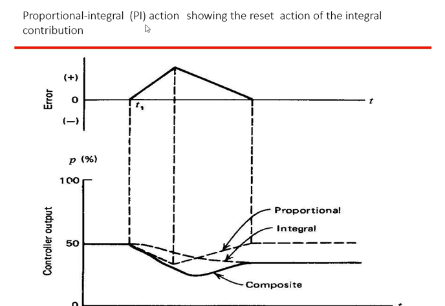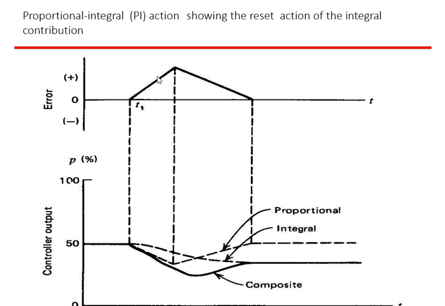So here the proportional integral action shows the reset action of the integral contribution. This is the error again, this is the time domain, this is the plus and this is the minus part of the error. And here this is the controller output, and if you see the combined effect, or combined output, it will be like this. It is shown as a composite, the combined effect of proportional and integral.